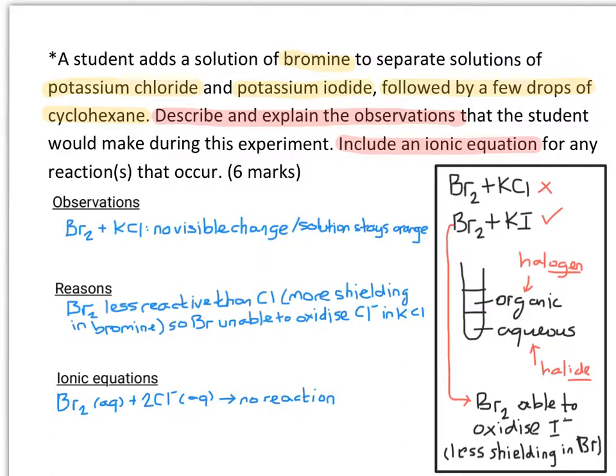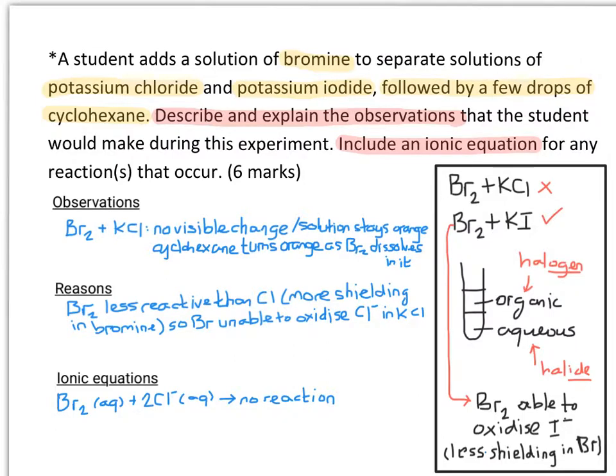Now looking at the question, before I go any further, I've highlighted at the top, followed by a few drops of cyclohexane. So, therefore, I need to say something more in my observations for this particular pairing of species. So what's actually happening as well is the cyclohexane is turning orange because the bromine is dissolving in it, even though it's not reacting.